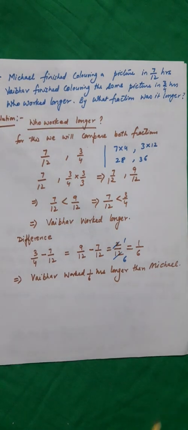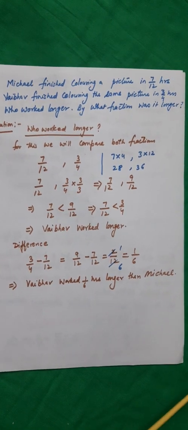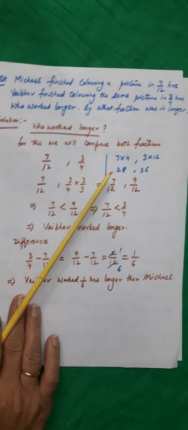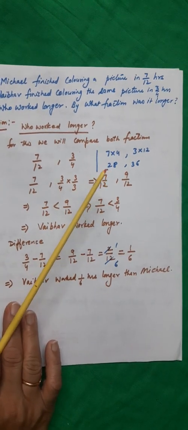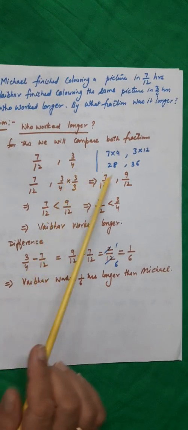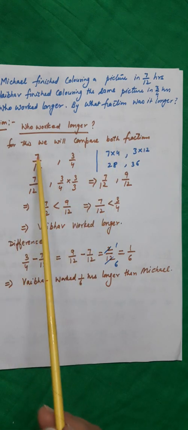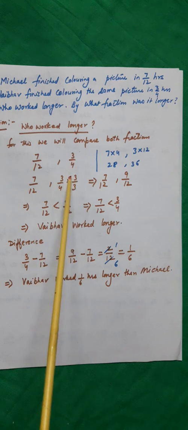Next question, number 8. Michael finished coloring a picture in 7 by 12 hours. Weber finished coloring the same picture in 3 by 4 hours. Who worked longer? By what fraction was it longer? Now for this solution, first of all, we should know who worked longer. For that, we will be comparing both the fractions. Let us write them as 7 upon 12, comma 3 by 4.